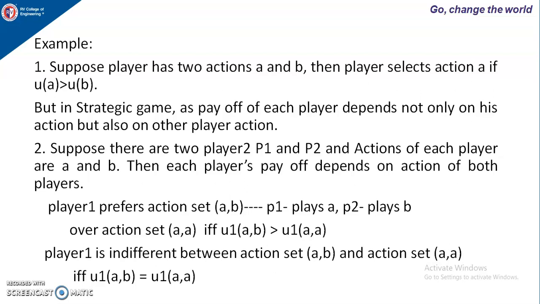Player 1 prefers the action set AB, where player 1 plays A and player 2 plays B, over the action set AA, where both of them play A, if and only if the payoff to player 1 from AB is greater than the payoff to player 1 where both of them play A. And player 1 is indifferent between the action set AB and the action set AA if and only if the payoff from AB is equal to the payoff from AA to player 1.